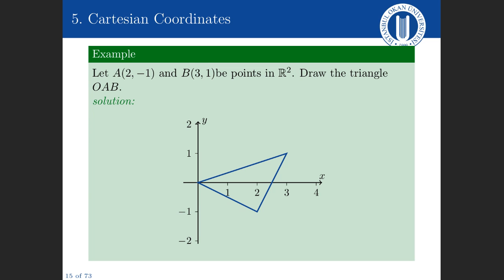For example, let A (2, -1) and B (3, 1) be points in R squared. Draw the triangle OAB. First, we can plot the point A. 2, -1 means go right 2 and then down 1. Come to this point. Point 3, 1: right 3, up 1. Come to this point. Point O is the origin. Draw the triangle with vertices at these 3 points. We get this triangle.